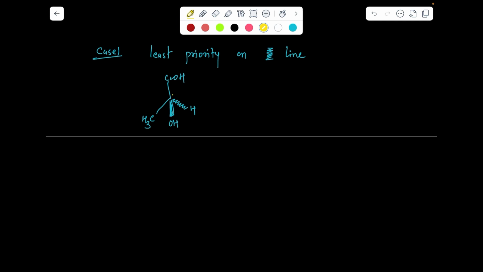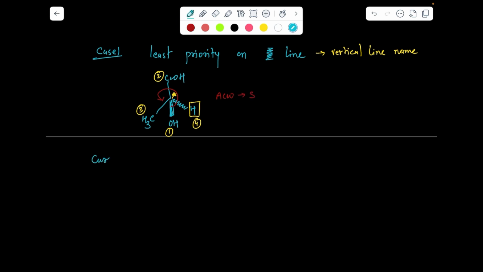So here the carbon is chiral, and this is connected with oxygen, carbon, carbon and hydrogen. Oxygen is heavier, number 1. Now between the carbons, the double bonded oxygen will get the better priority than this one, and the least priority is coming on the dash line. So if the least priority is on the dash line, we will follow the vertical line nomenclature. Meaning clockwise will be R and anti-clockwise will be S. So let's move 1, 2, 3. This becomes anti-clockwise, so it becomes S.